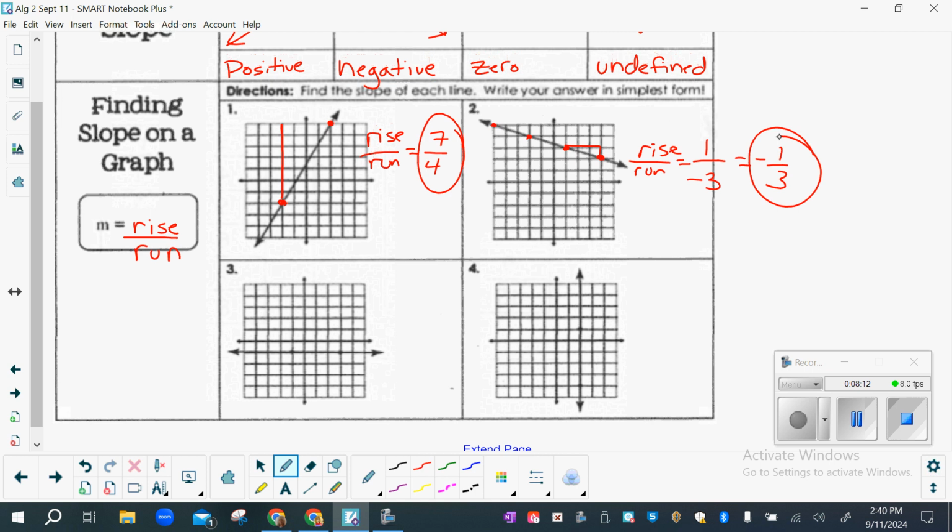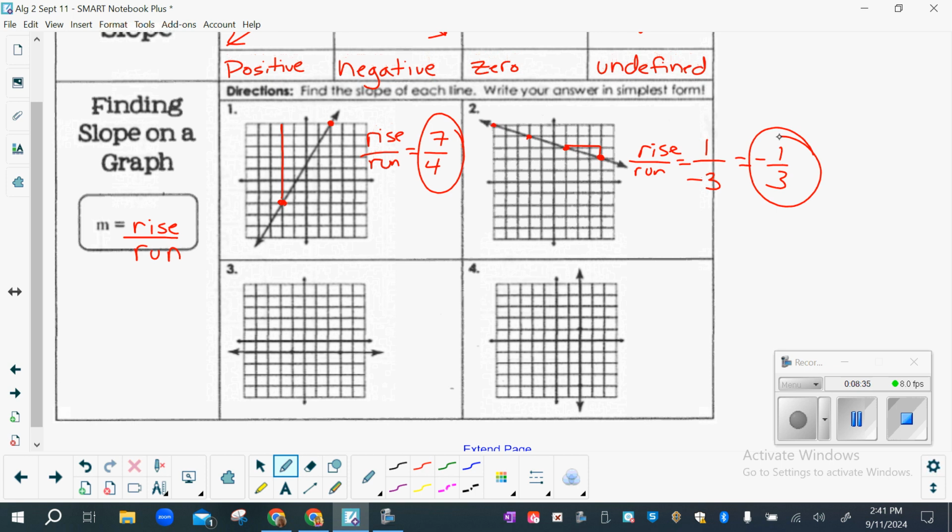So I can put that negative on the top. I can put it on the side. I can put it on the bottom. Can I put it on both the top and the bottom? Correct. It would be positive if I put it on both the top and the bottom. So I don't want it to be that. Well, I got this direction.